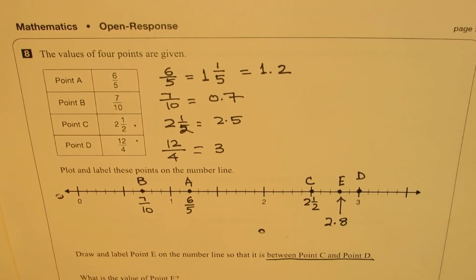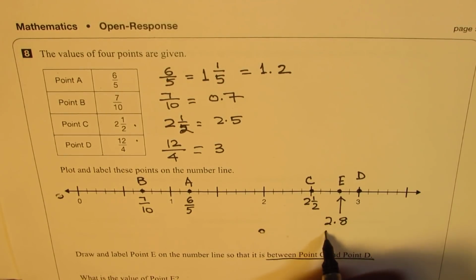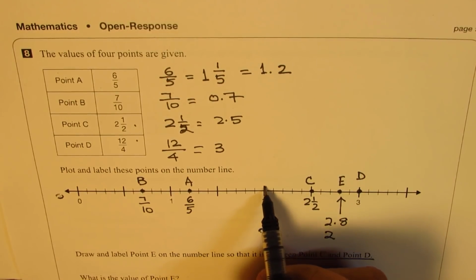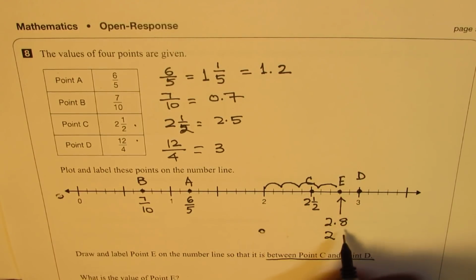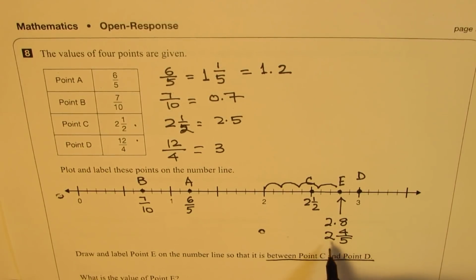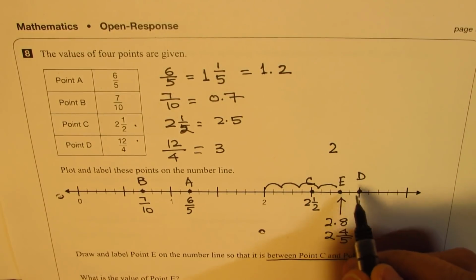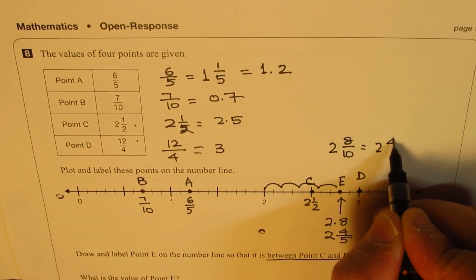So you could write this as 2.8. Do you see that? Also, the other way of writing this will be 2 wholes, and we have gone up by 2 divisions, right? So 1, 2, 3, 4 out of 5. If you divide this into 5, you could write this as 2 and 4 over 5. You could also write this as 2 and 8 over 10, right? 8 over 10, which is same as 4 over 5.